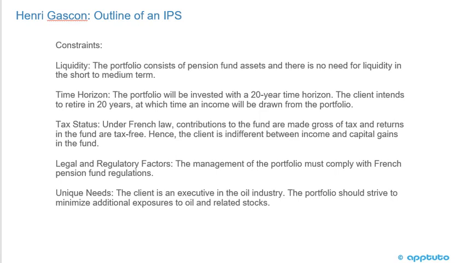Finally, we'll look at the constraints portion of the IPS. In terms of liquidity, the portfolio consists of pension fund assets, and there's no need for liquidity in the short to medium term. Time horizon: the portfolio will be invested for a 20-year time horizon. The client intends to retire in 20 years, at which time an income will be drawn from the portfolio.